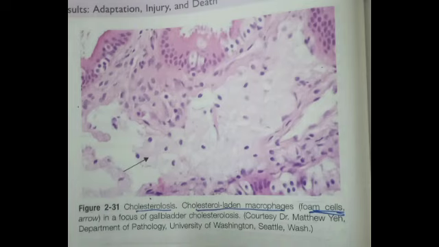Glycogen tends to dissolve in aqueous fixatives. So if you want to identify glycogen, it is most readily identified in tissues where it appears as clear vacuoles in the cytoplasm, and these should be fixed in absolute alcohol so that it will be very easy to identify.